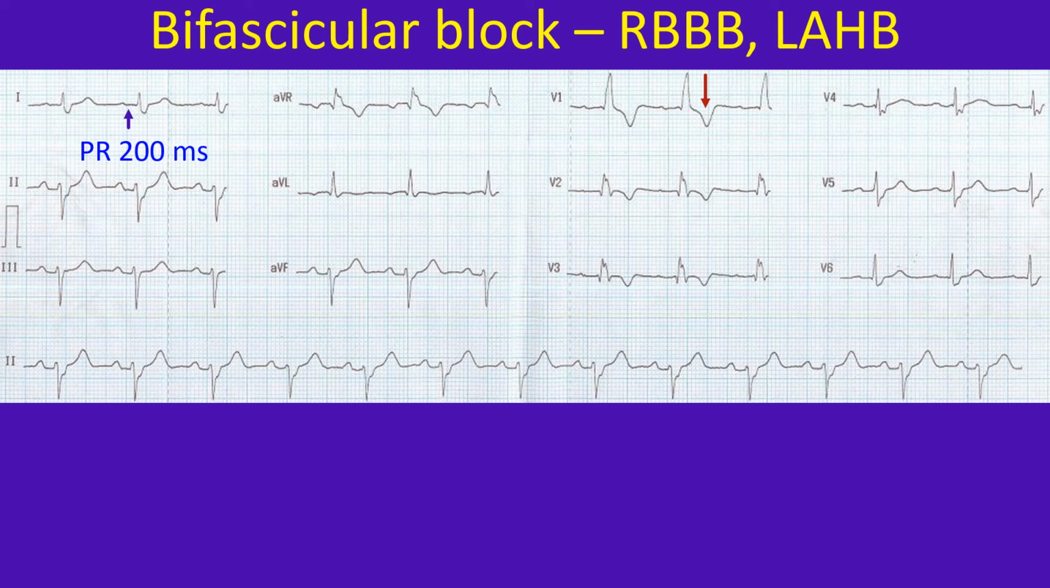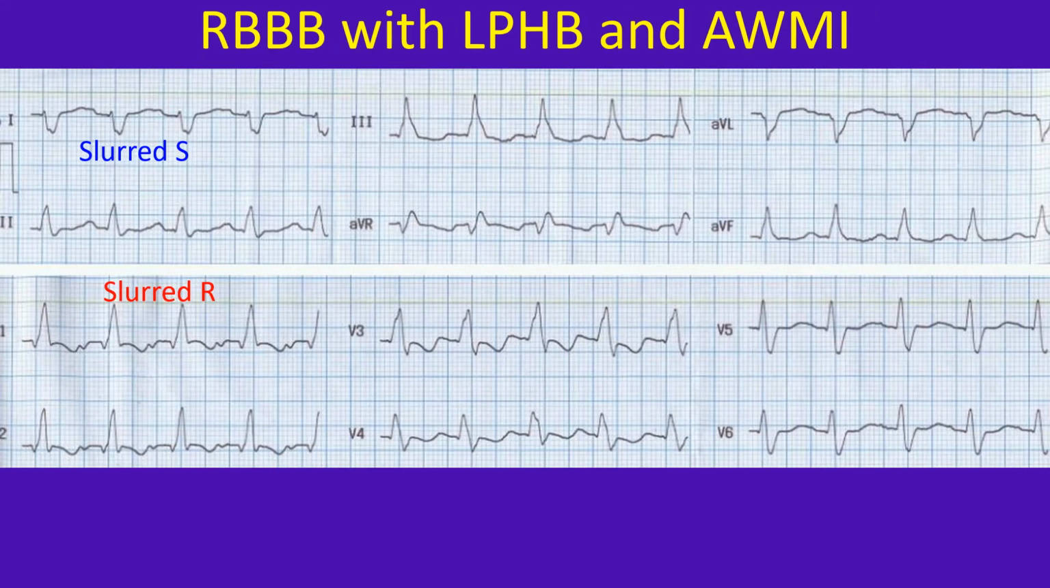PR interval is 200 milliseconds, indicating that it is moving on to a trifascicular block. ECG showing RBBB with LPHB and anterior myocardial infarction. Right bundle branch block is evident as wide QRS of 160 milliseconds, slurred S wave in lead 1 and slurred R wave in V1.